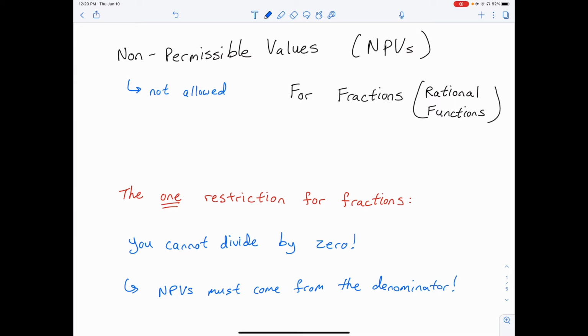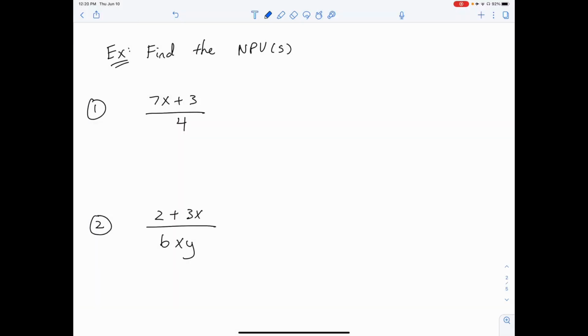Because the denominator is the bottom of a fraction, that's the only part that could cause trouble if it ends up being 0. So let's take a look at a couple of examples to figure out how we find and write out the NPVs. We'll take a look at some easy ones and then we'll get to more complicated ones in a moment. The first one says find the NPVs. Number 1 says 7x plus 3 divided by 4.